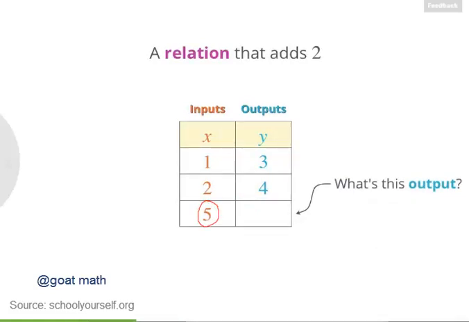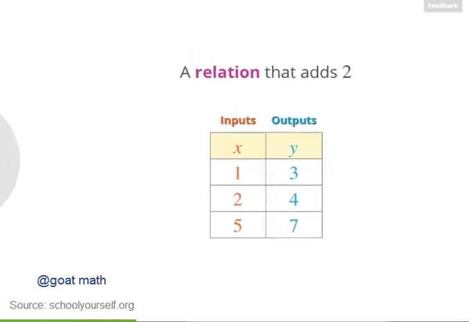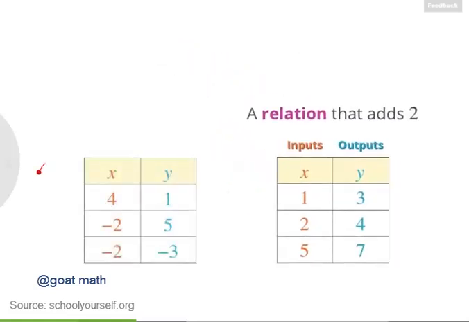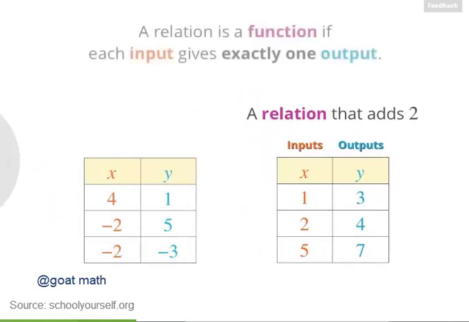Exactly. When the input is 5, the output is 2 more, so that's 7. Now, let's compare this table to the relation you graphed earlier. For a relation to be a function, each input must give you exactly one output.